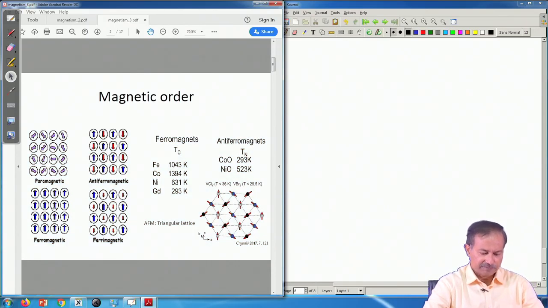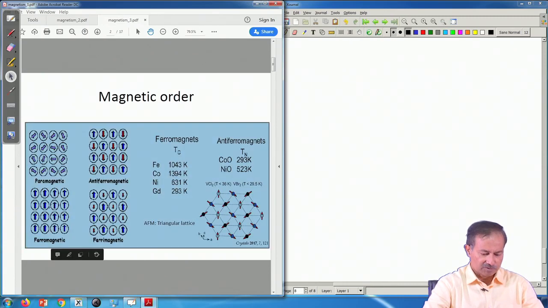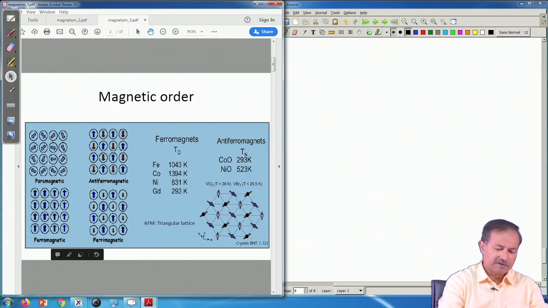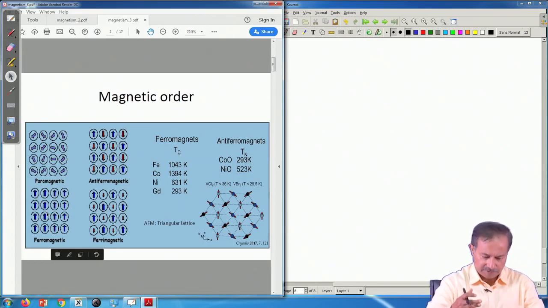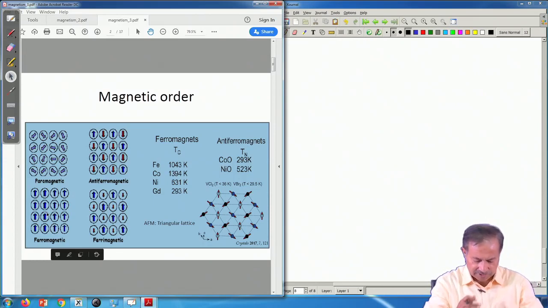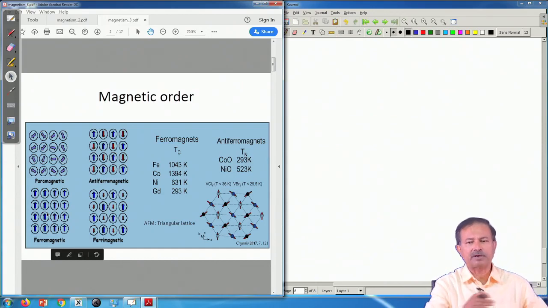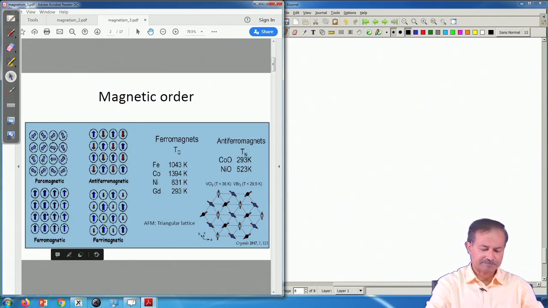Whereas, in a ferromagnet, which is the bottom left, you will find that all the moments are more or less aligned. At very low temperatures, they are all aligned. At finite temperature, of course, there are fluctuations due to thermal disorder, but still to a fairly large temperature, they remain ordered and they show long range magnetic order. The magnetic order persists over an entire macroscopic range of the system.